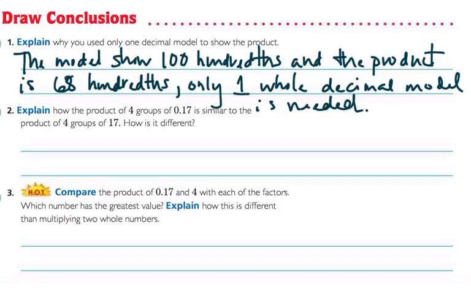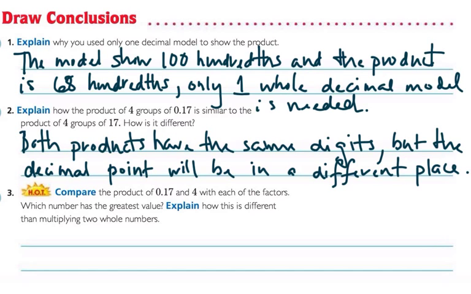Now we're going to go on to number 2. Explain how the product of 4 groups of 17 hundredths is similar to the product of 4 groups of 17. And then it says also say how it is different.